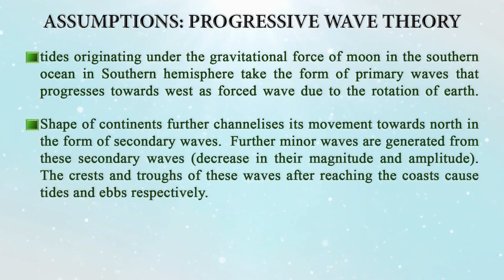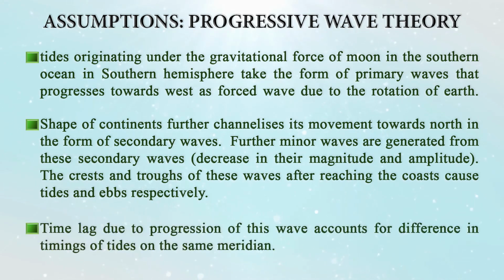They are further stopped by the continental margins, and then they further move towards the north in the form of secondary waves. Further minor waves are generated from these secondary waves, which decrease in their magnitude and amplitude, of course. That is, tides are originating in the southern ocean, and these are the primary waves. They move towards the coast, towards the west, and then they are obstructed by continental margins. They move towards the north in the form of secondary waves, and then more minor waves are also generated, and in this way they are moving towards the north.